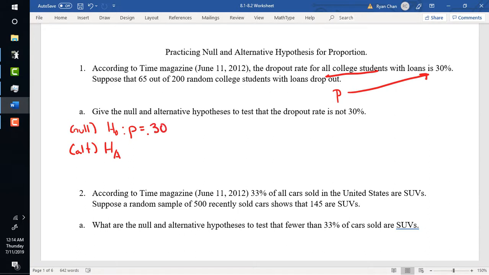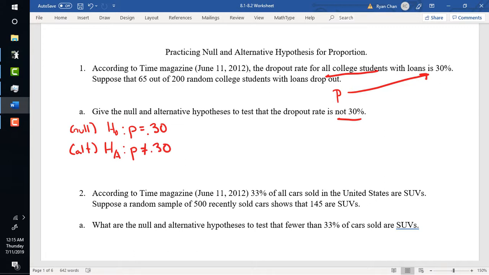Now, how do I find my alternate? A lot of times they just give it away to you. Generally, it's the last sentence. If you notice, it says to give the null and alternative hypothesis to test that the dropout rate is not 30%. The not means I'm going to use the not equal sign, and that would be my answer right here.